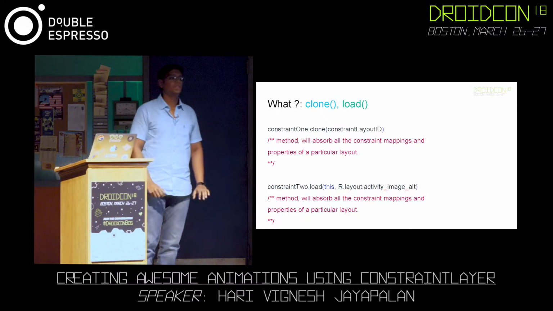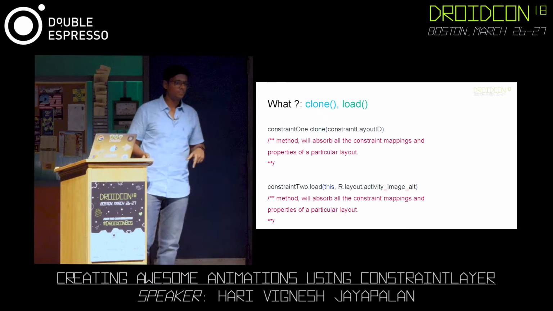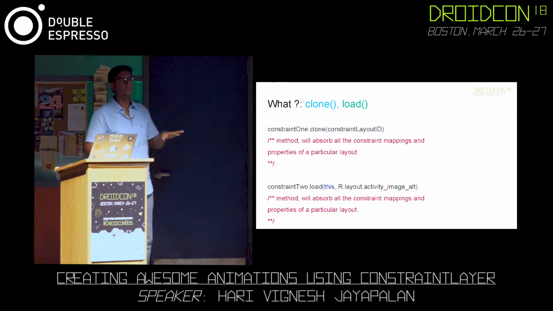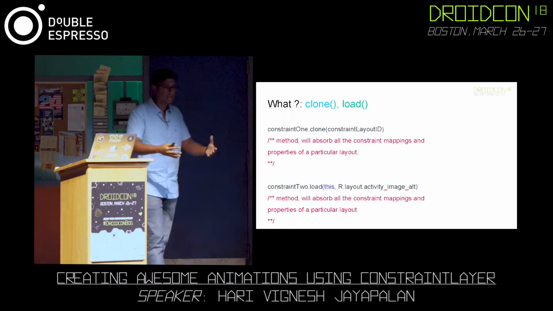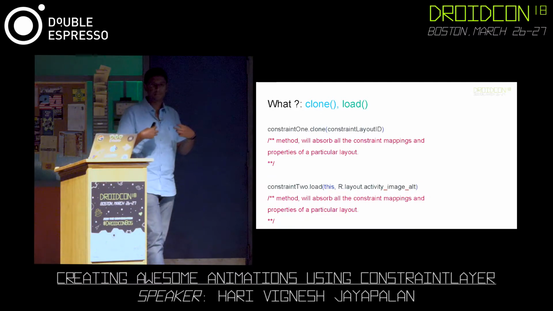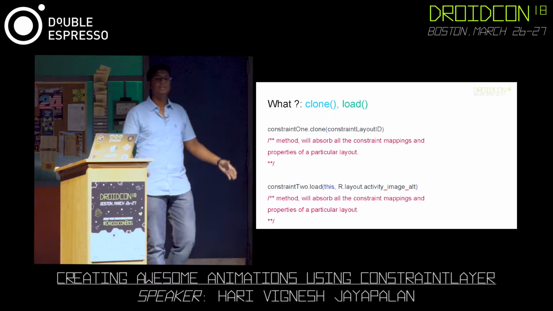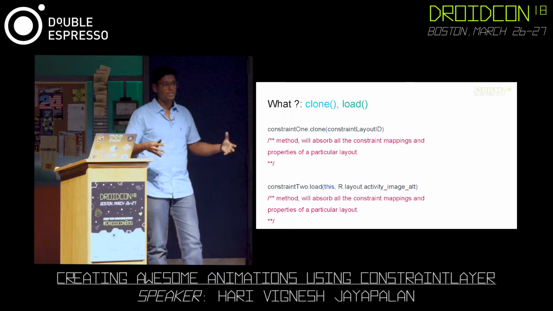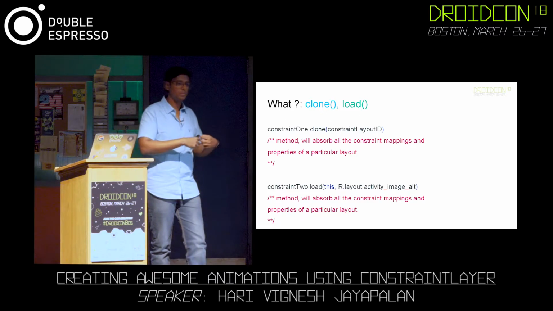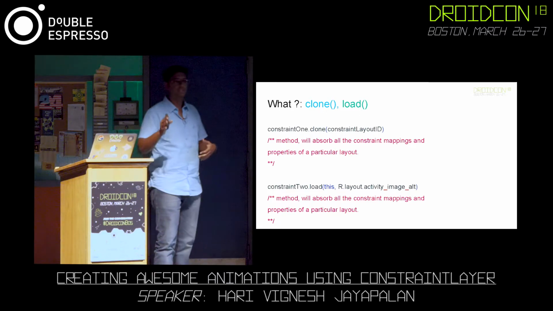And then we use the functions called load and clone. Both do the operation similarly with a slight difference. ConstraintSet.clone will actually inflate the layout and absorb all the constraint mappings of the particular views within the ConstraintLayout. And ConstraintSet.load will actually parse the XML and get the values out of it. If you look at the code, we'll be using clone to inflate and absorb for the first layout, and for the second layout we'll be using load just to parse the XML.